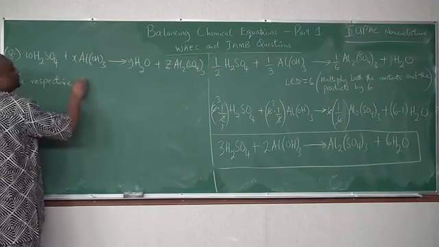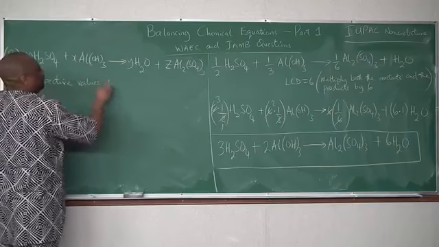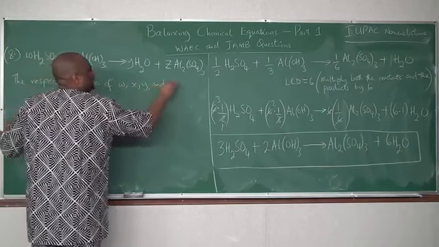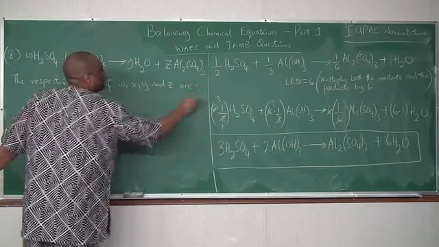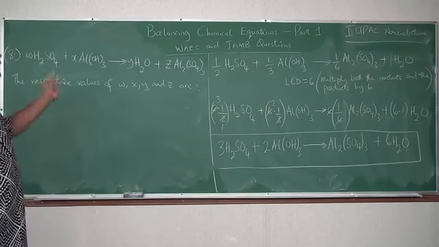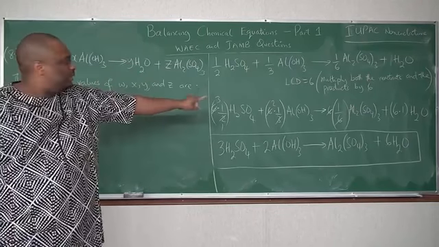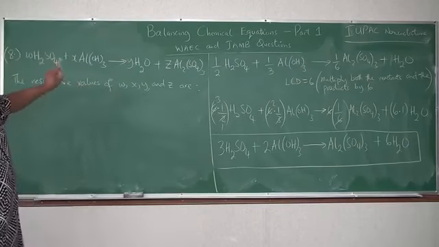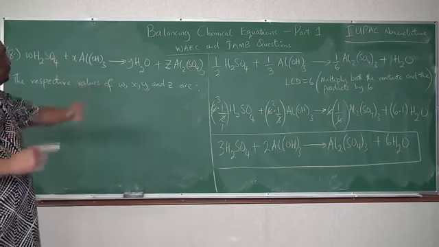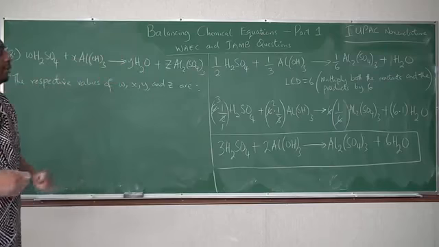The respective values of W, X, Y, and Z. Okay? Let me say this. I think they asked this question in Jamb. This was in Waec. This one is Waec. And this one is Jamb. Okay, let me say this. I think so. Because I'm combining both of them anyway.